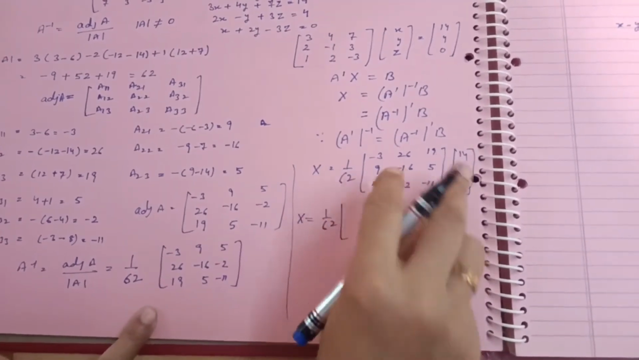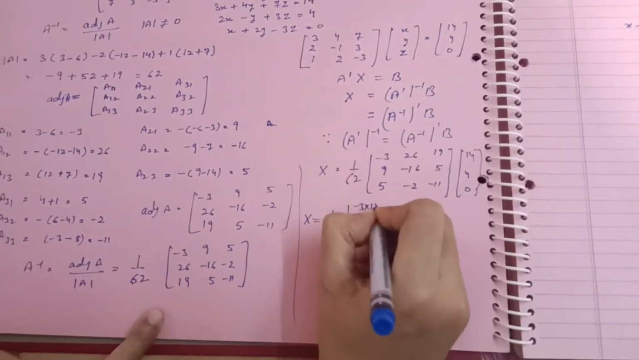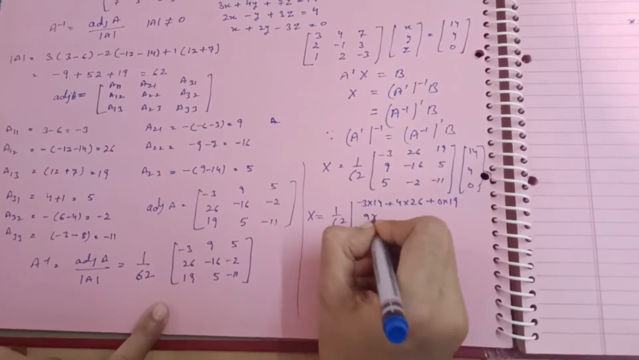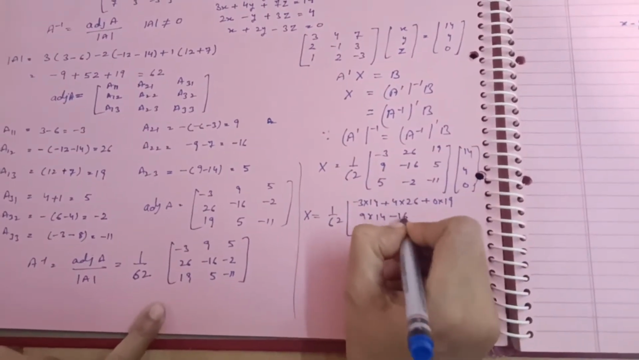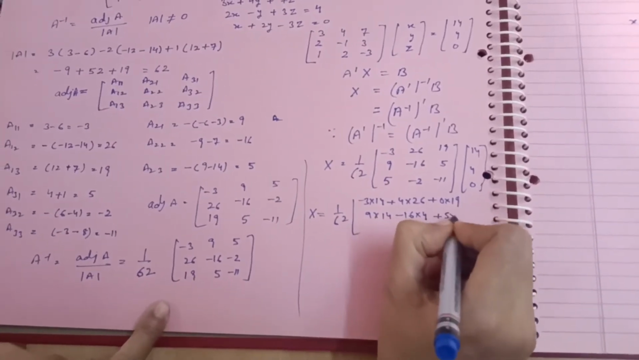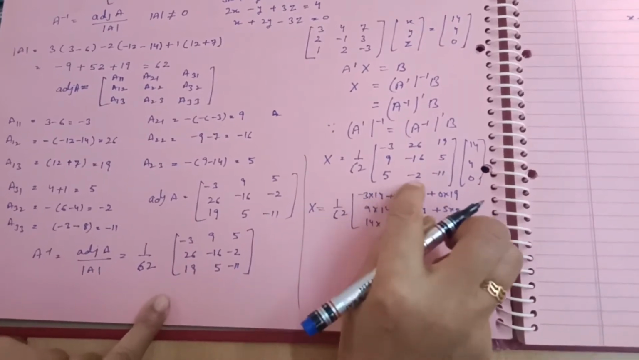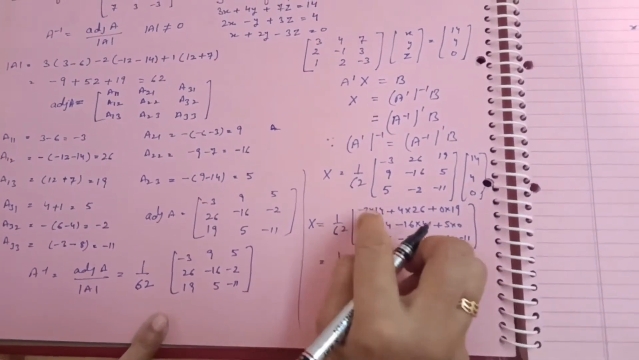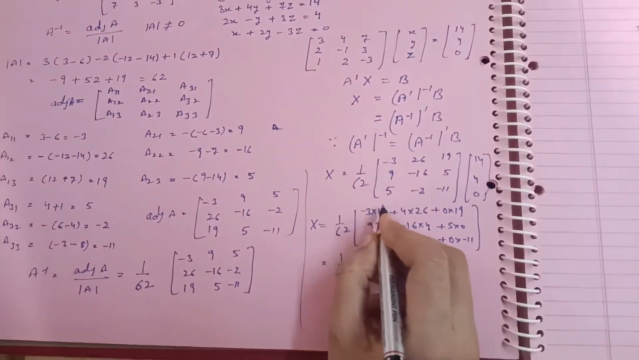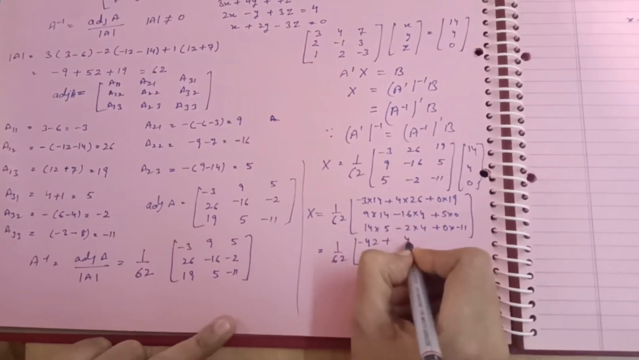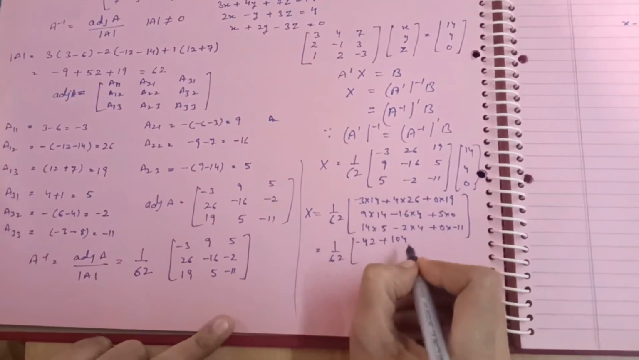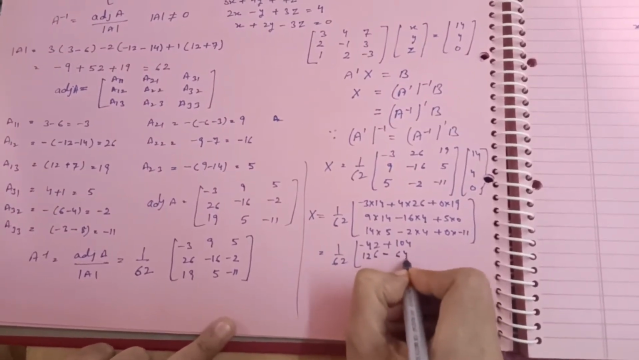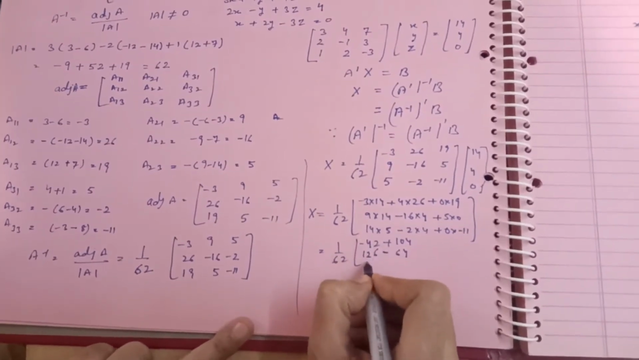1 by 62, and you know how to multiply row with column. So minus 3 into 14 plus 4 into 26 plus 0 into 19. Then again you multiply here, 9 into 14 minus 16 into 4 plus 5 into 0. Third will be 14 into 5, and minus 2 into 4 plus 0 into minus 11. So I am going to do this. So 1 by 62 times minus 42 plus 104 plus 0. Multiplying here, 126 minus 64, and here it is 70 minus 8.